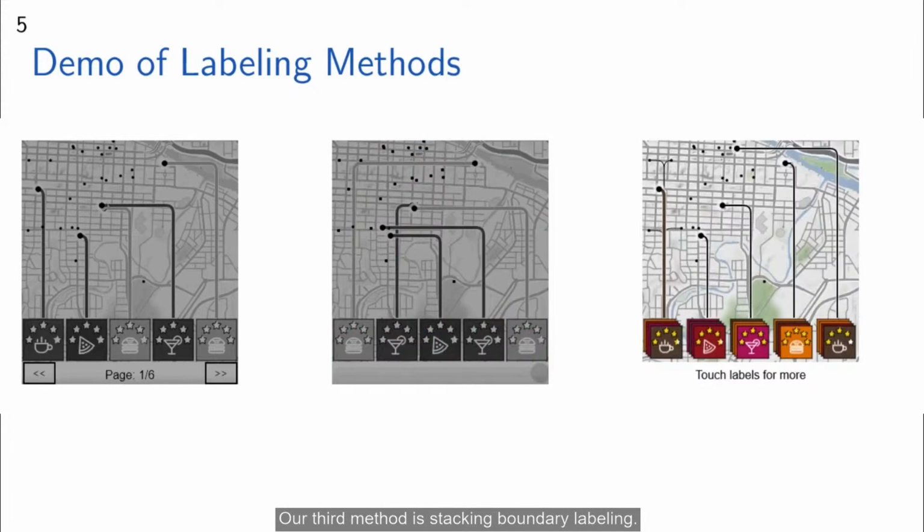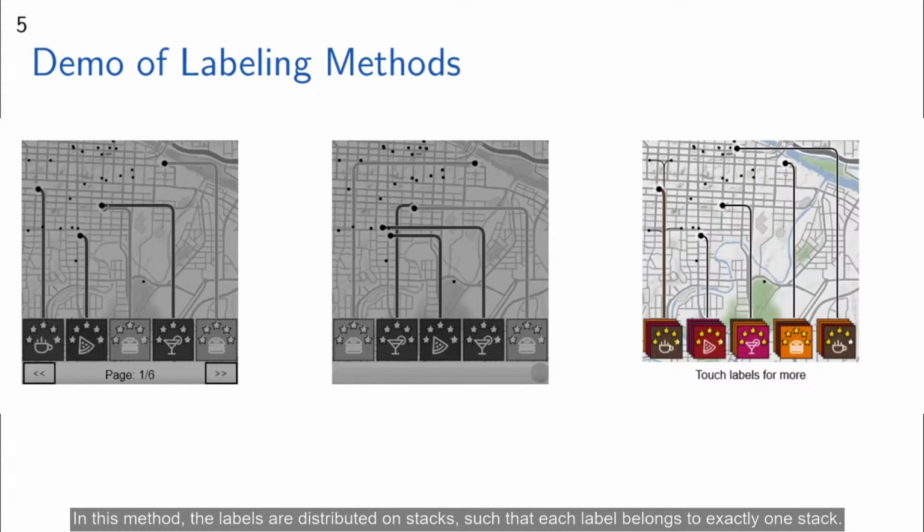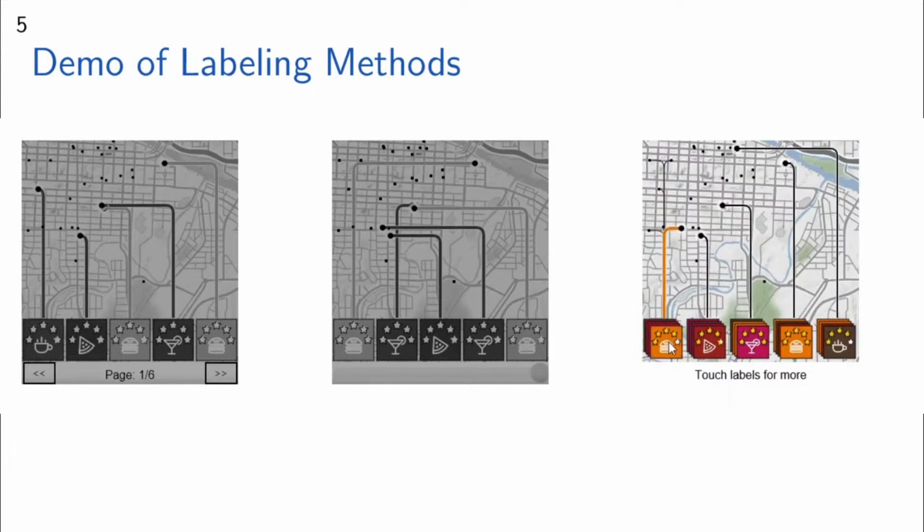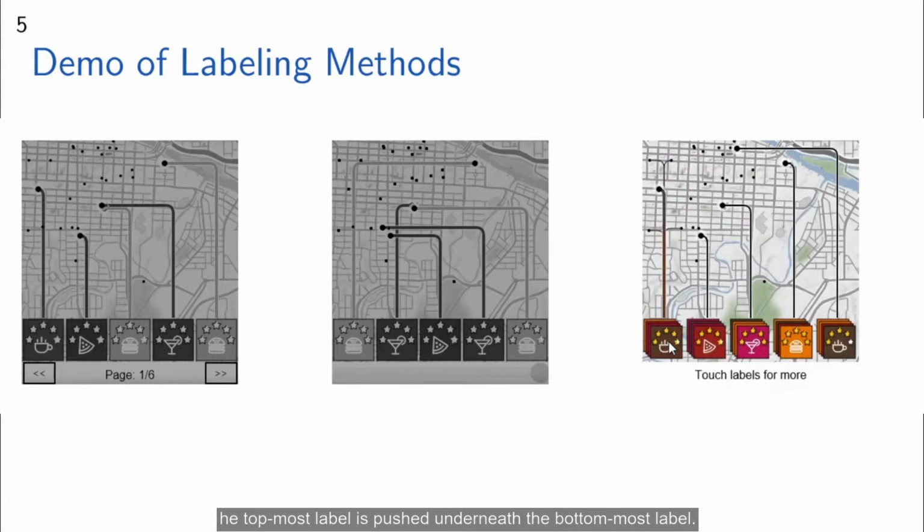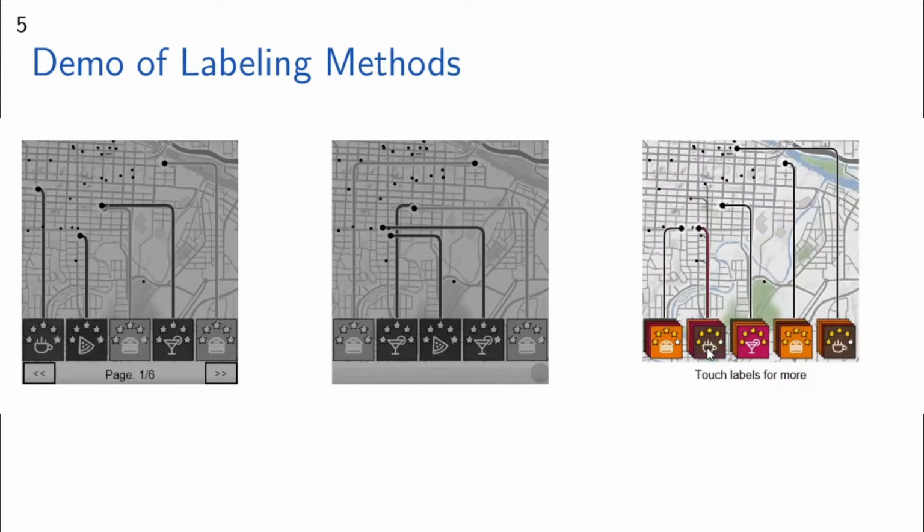Our third method is stacking boundary labeling. In this method, the labels are distributed on stacks such that each label belongs to exactly one stack. Only the topmost label of each stack is associated to its point feature via a leader. When the user clicks on a stack, the topmost label is pushed underneath the bottommost label. Hence, the second topmost label moves up and is then connected to its point feature.